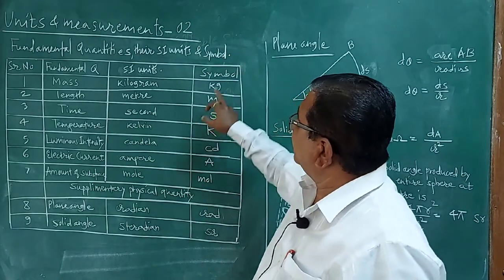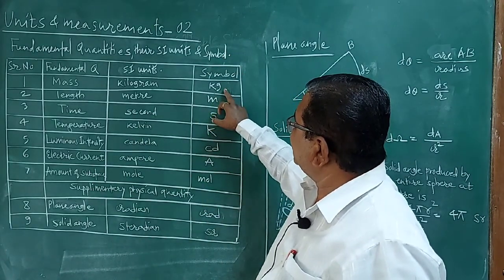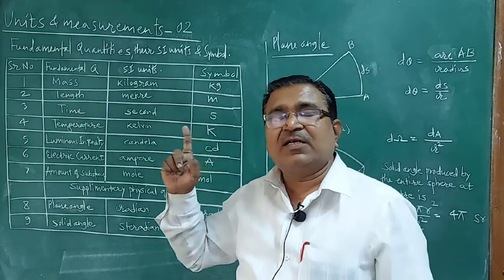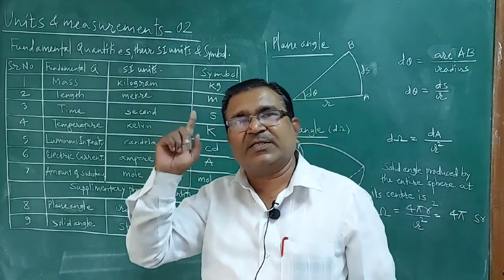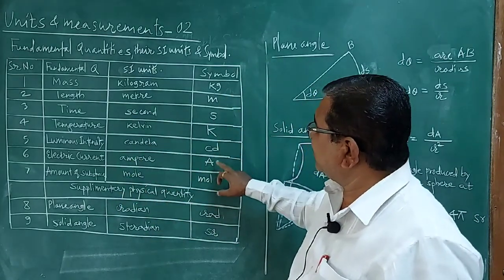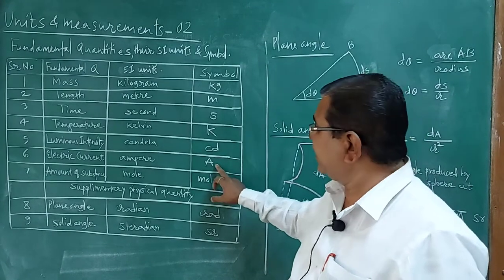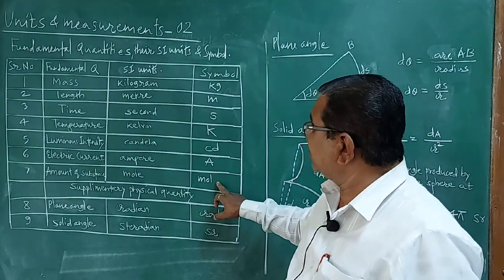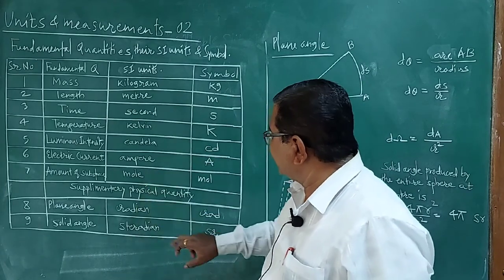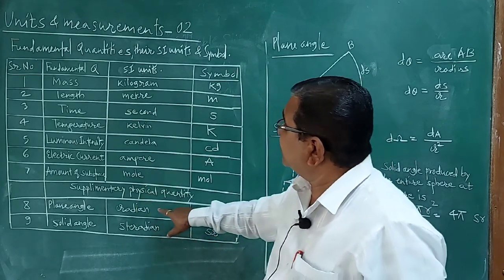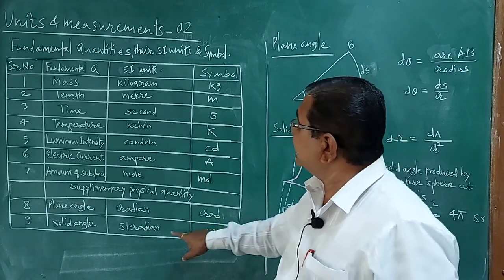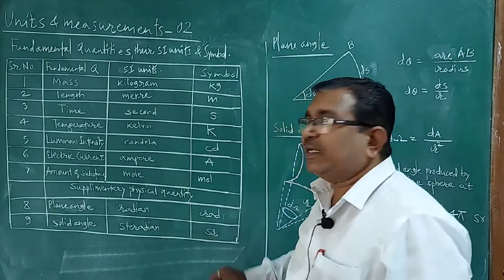the symbols: kilogram, mass, kg, m, s. This K should be capital. Why capital? That we will have to learn in lecture number 3. Then this is candela, cd. Why is this again capital? Capital A. Mole, mol. The symbol of mole is mol. The symbol of the radian is rad, and the symbol of the steradian is sr.